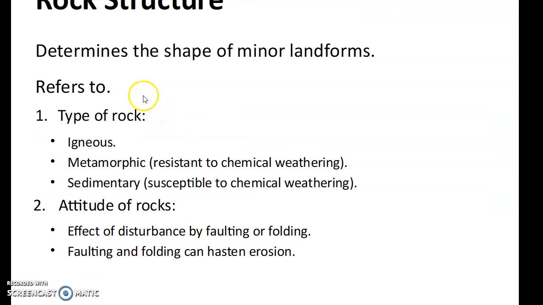Rock structure determines the shape of the minor landforms. And again, we talked about the different types of rocks, the attitude of the rock, the effect of disturbance by faulting or folding. Faulting or folding can hasten erosion and that type of thing. So not only the type, but also the configuration of the rock determines the rock structure.